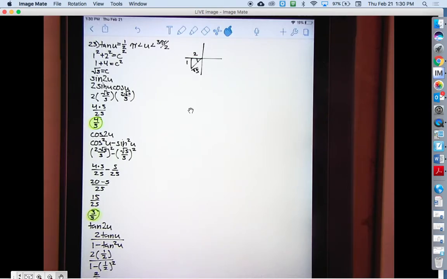And then when you do the cosine 2u, it would be the cosine squared u minus sine squared u. So I used the same cosine and sine values, and I squared them. And squared, they would be 4 times 5 over 25, and 5 over 25, because when you square, you cancel out the square root. So it would be 20 minus 5 over 25, and that reduces to 3 over 5.